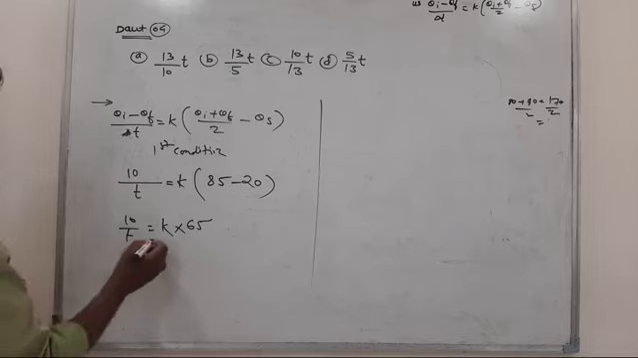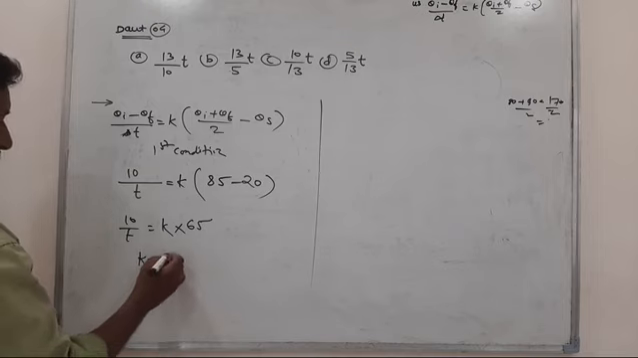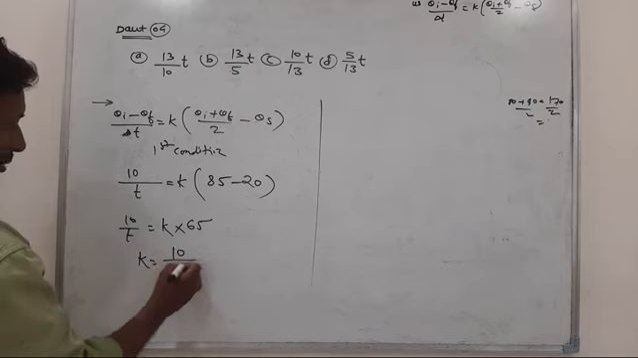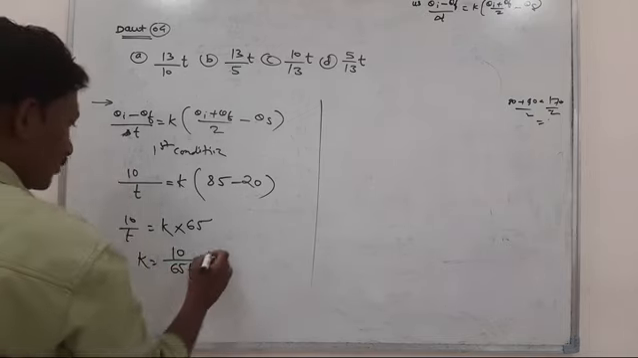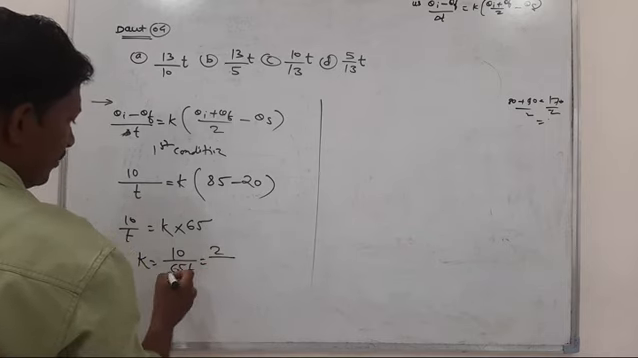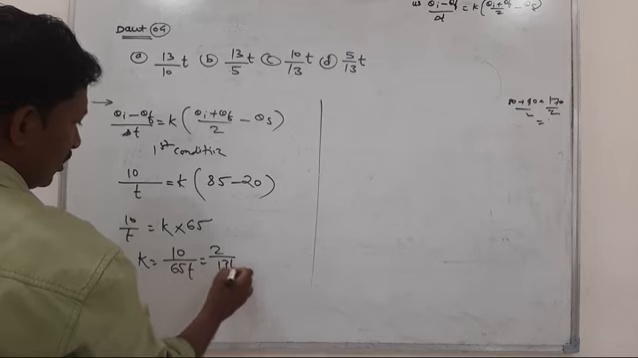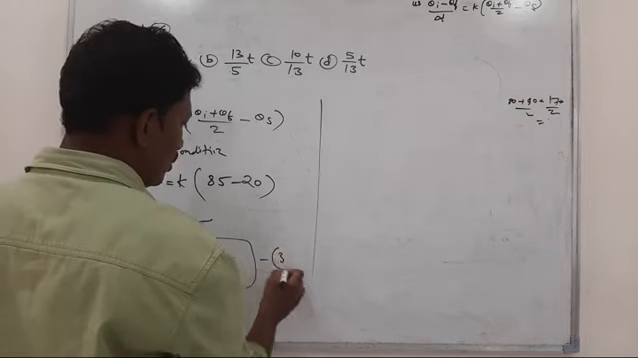Find out the value of k from these equations. k is equal to 10 divided by 65t, that is 2 divided by 13t. So k must be equal to 2 divided by 13t, that is equation number 2.